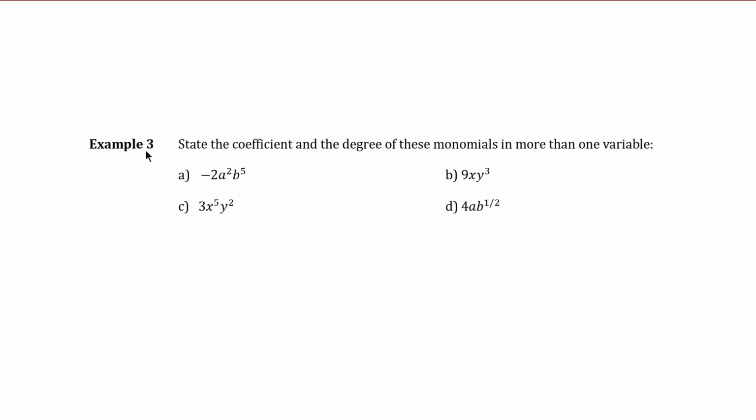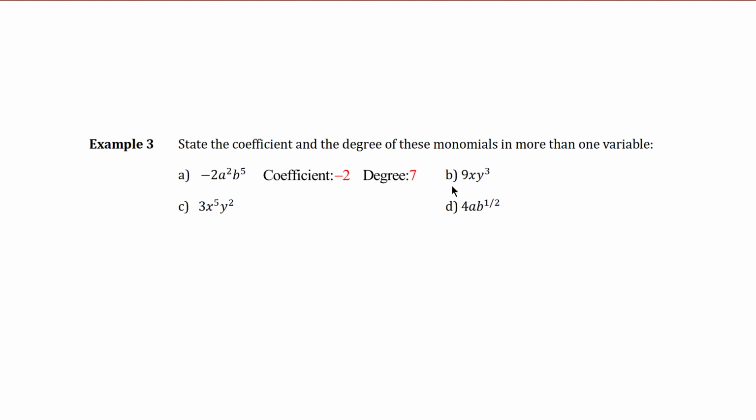For example number 3, state the coefficient and the degree of these monomials in more than one variable. For part A, we have negative 2a squared b to the 5th power. The coefficient is just negative 2. To find the degree, we just add together the exponents. We have 2 on the a and 5 on the b, so we get the degree is 7.